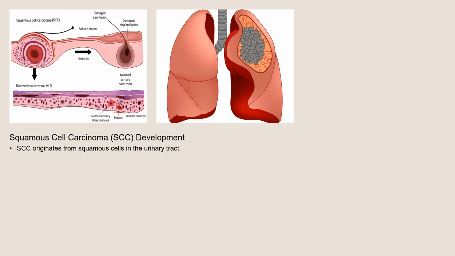As the tumor grows, it can invade surrounding tissues and organs, potentially spreading to other parts of the body through the lymphatic system or bloodstream. This process, known as metastasis, is what makes SCC a potentially life-threatening condition.